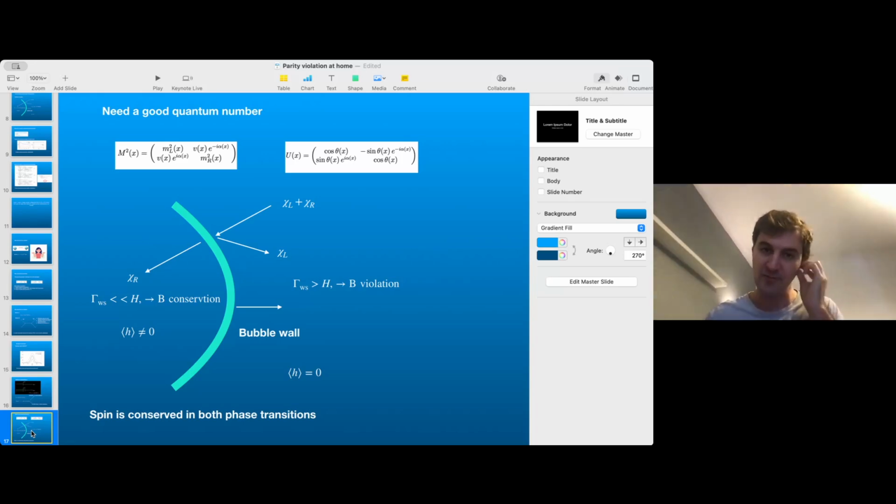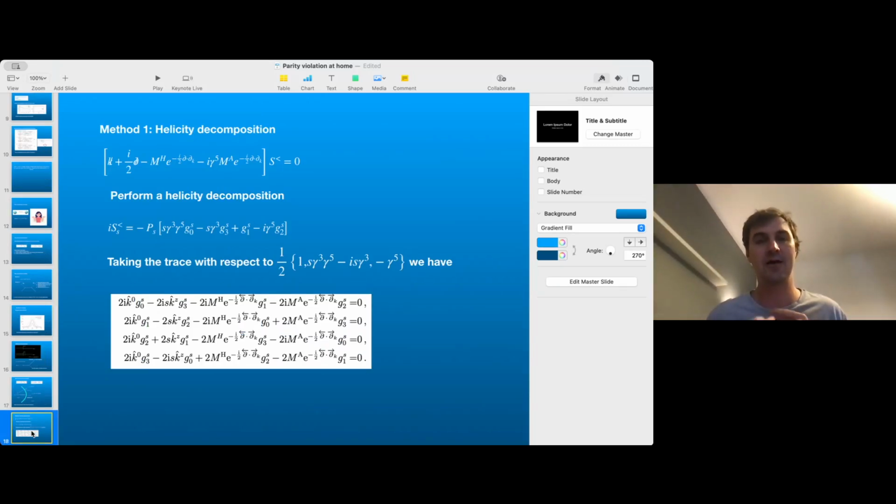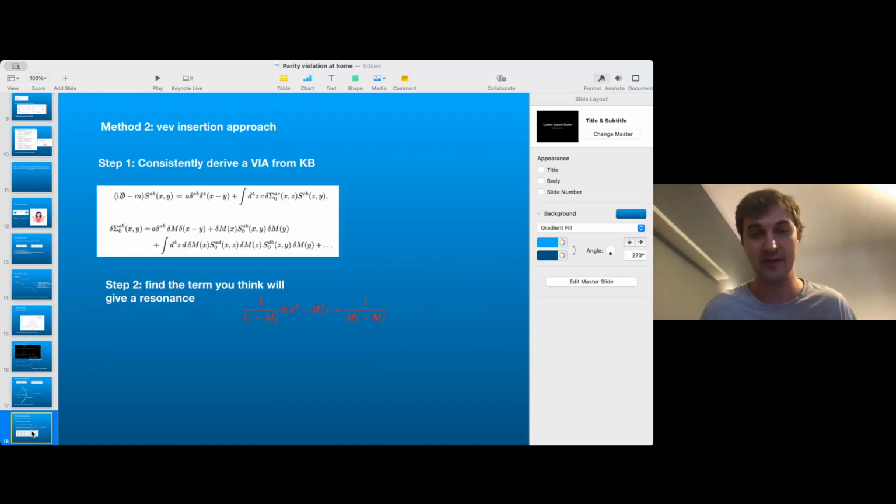So spin is conserved in both phases. So spin is a good quantum number. So we want to decompose our propagators into spins, into helicities. And when we do that, we get a set of a couple of differential equations, which we can then expand.